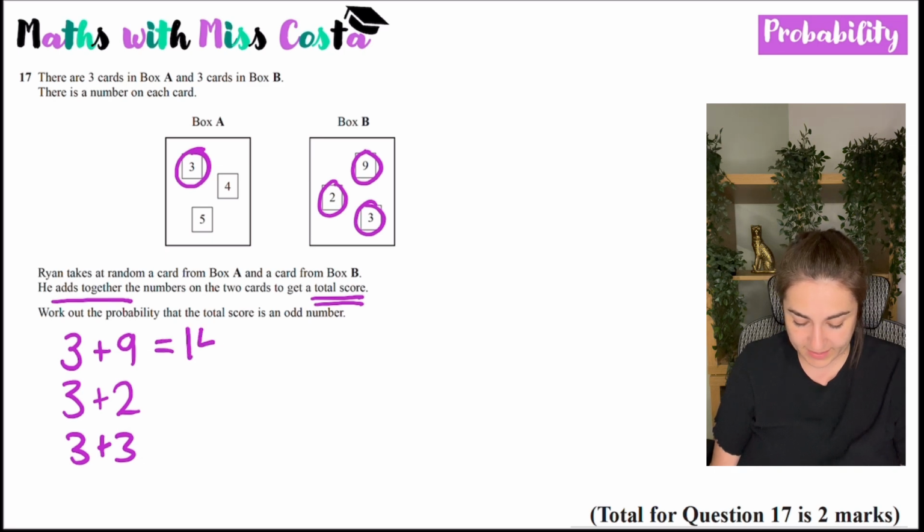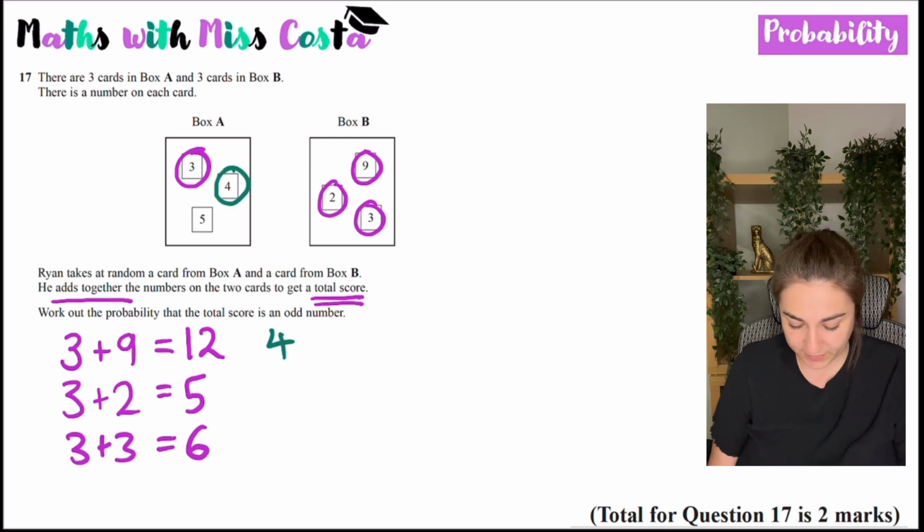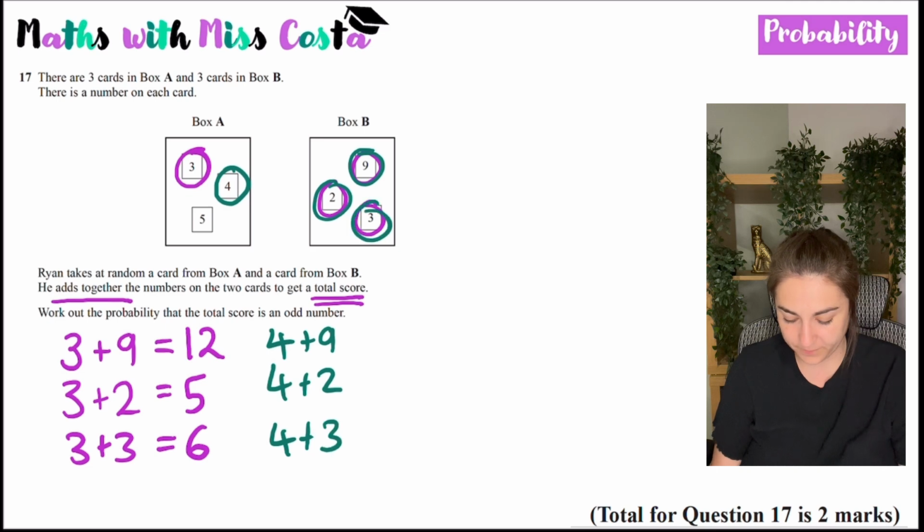3 plus 9 is 14. No, sorry. 3 plus 9 is 12. 3 plus 2 is 5, and 3 plus 3 is 6. So that is my first option. Next, I could choose 4 from the first box. So 4 plus 9, or I could do 4 plus 2, or I could do 4 plus 3. So 4 plus 9 is 13, 4 plus 2 is 6, and 4 plus 3 is 7.